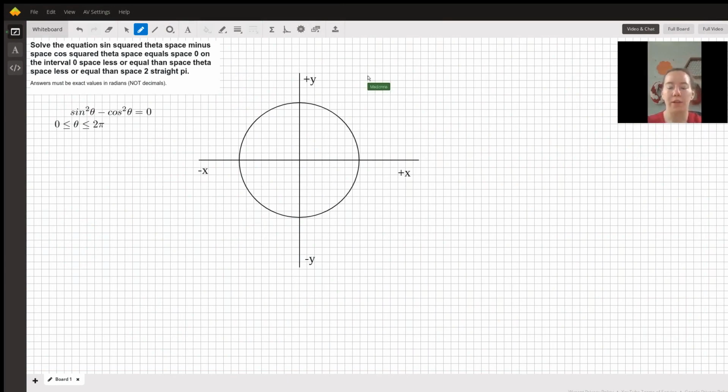Okay, so the problem here is that sine squared theta minus cosine squared theta equals 0. And we're solving for theta on the interval from 0 to 2 pi inclusive. And so what we find here is that sine squared theta equals cosine squared theta.